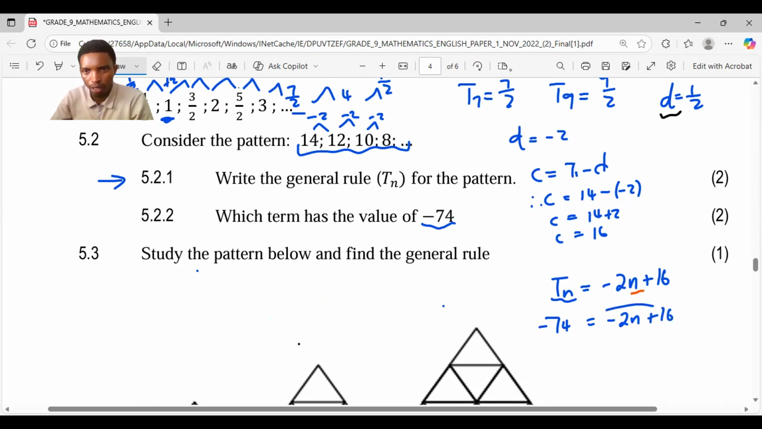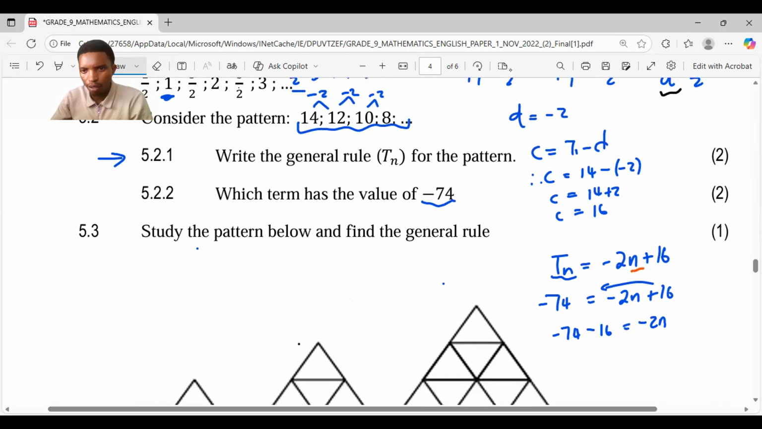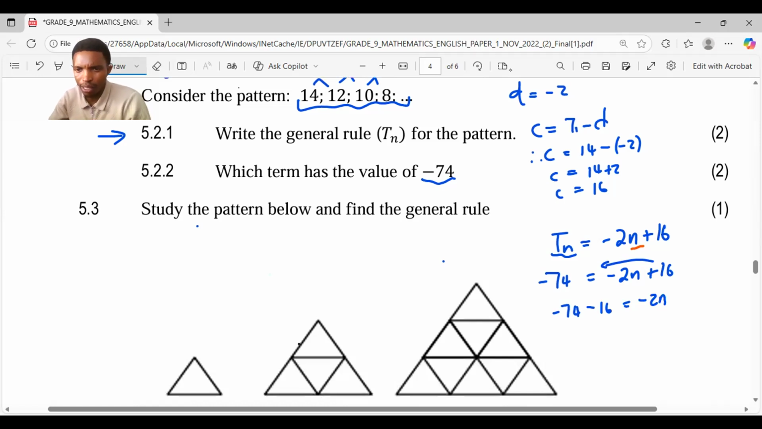We take this 16 over to that side. We're going to have negative 74 minus 16 is equal to negative 2n. Negative 74 minus 16 is how much? Negative 90. Oh, mistake, no, it's negative 90. And then we divide both sides by negative 2, right? So our n is how much? Our n is 45.